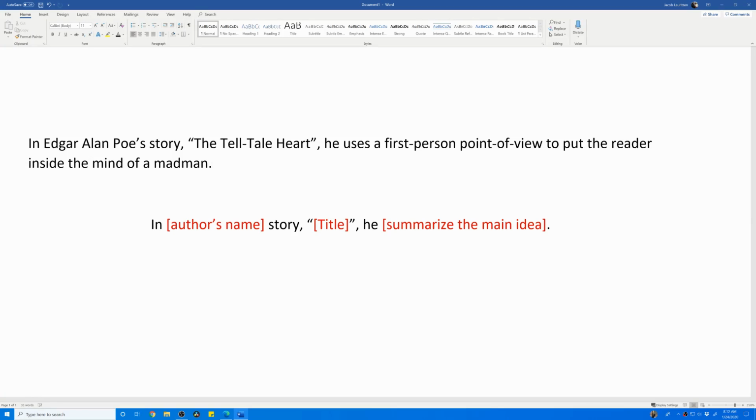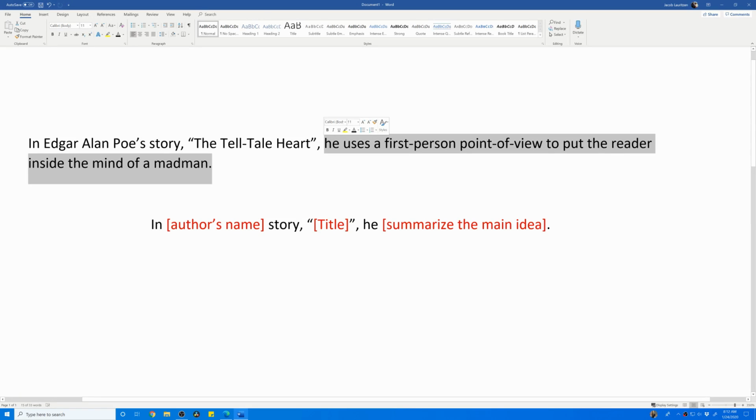Okay, so let's talk about what this sentence tells the reader and why we want to give them this sort of information. From the very beginning, the expectations are very clear about what the paper is going to be about. We know we're going to talk about The Telltale Heart by who? Edgar Allan Poe. And we know probably the main idea that the paper is going to be about. That we're going to talk about first-person point of view, and we're going to talk about how that puts the reader inside the mind of a madman, which is the main character in the story. So we have a pretty good idea that what comes next is going to add more detail to this topic. This is why this is good for the reader.